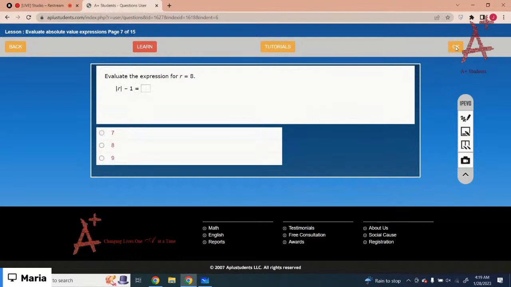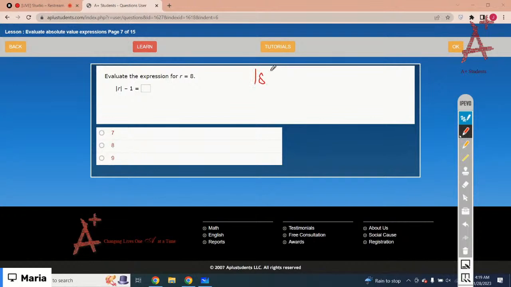Okay, the next one is evaluate the expression. Just replace the variable r with value 8. It would be the absolute value of 8 minus 1. So the absolute value of 8 is 8, and 8 minus 1 equals 7. Got it? So the correct option is 7.